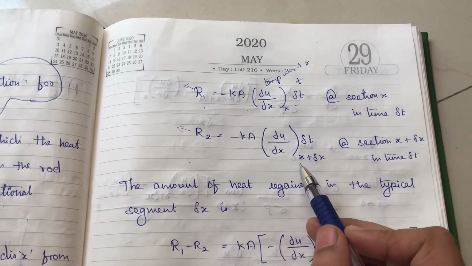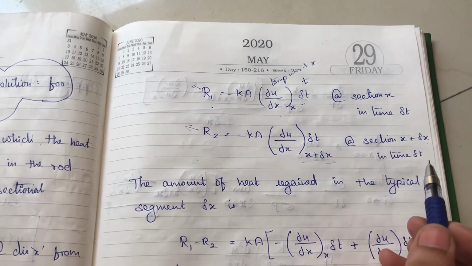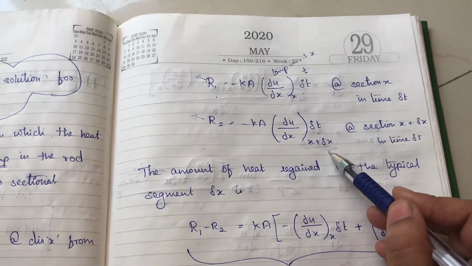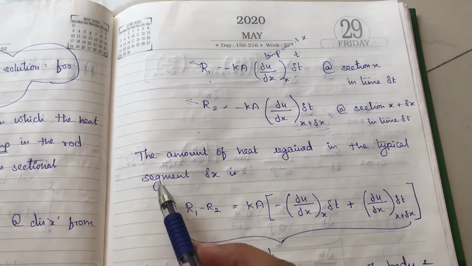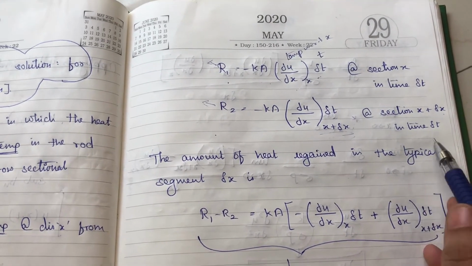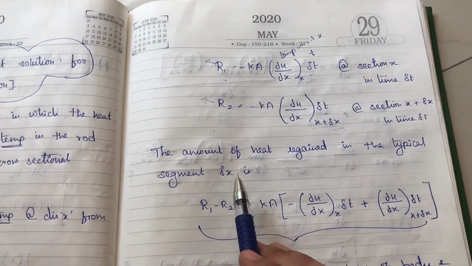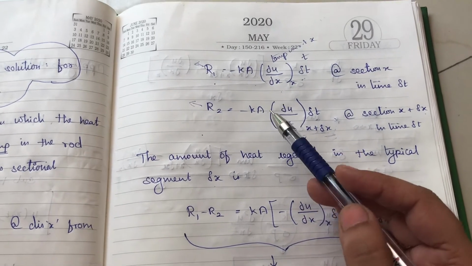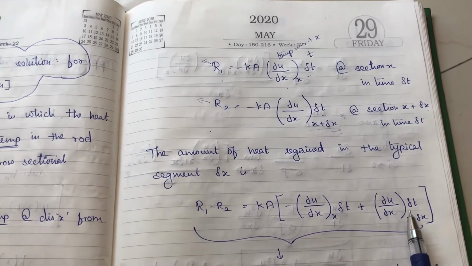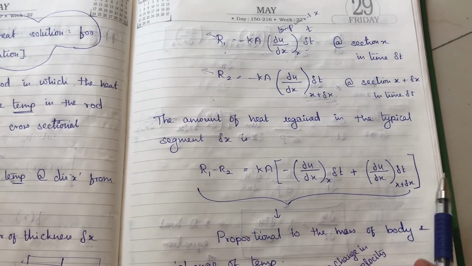The same thing, x plus del x. Okay, so if I subtract these things, I will get the del x alone. So the amount of heat gained in the typical section del x, I want the del x, means I am just going to subtract these two things. So R1 minus R2. If I do so, I will get it for del x, right?